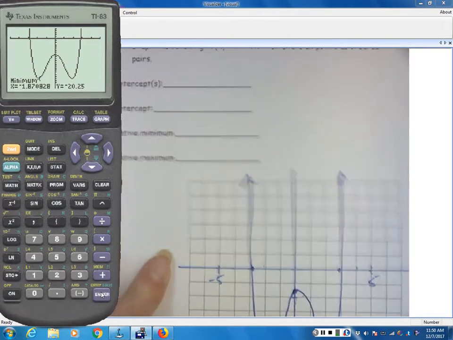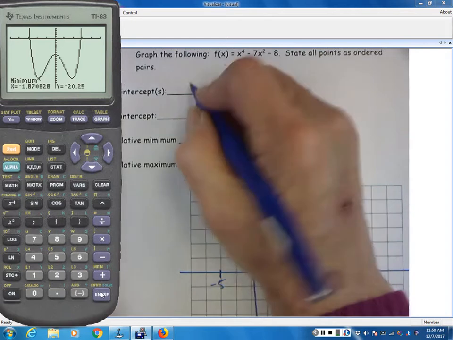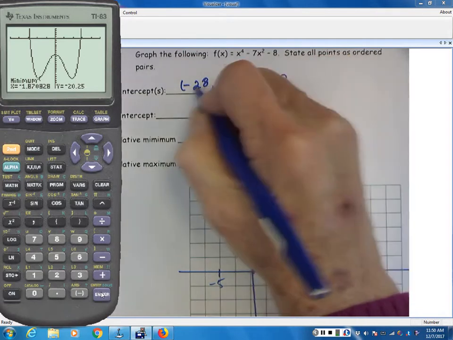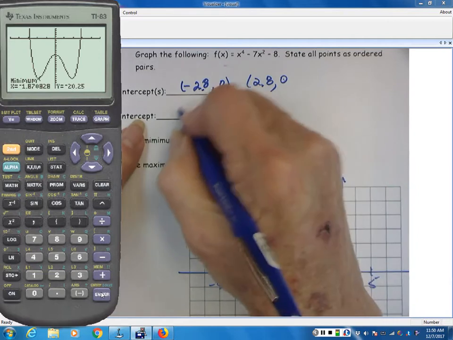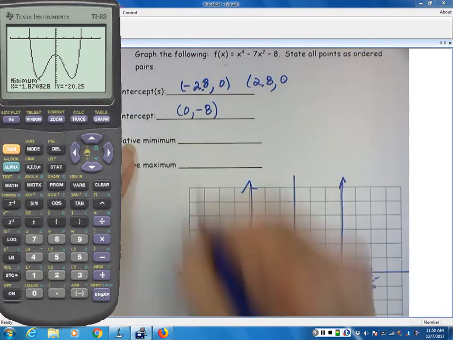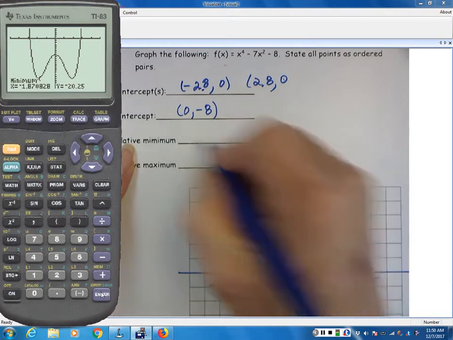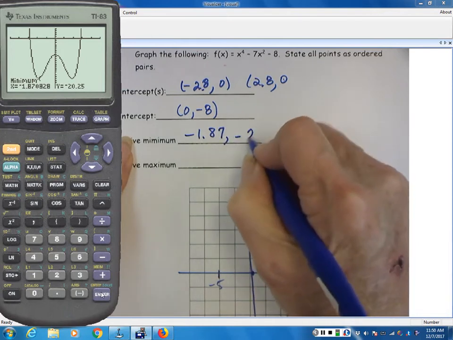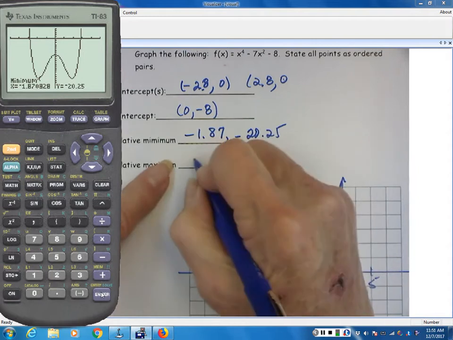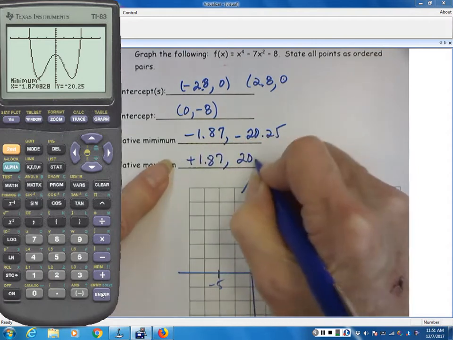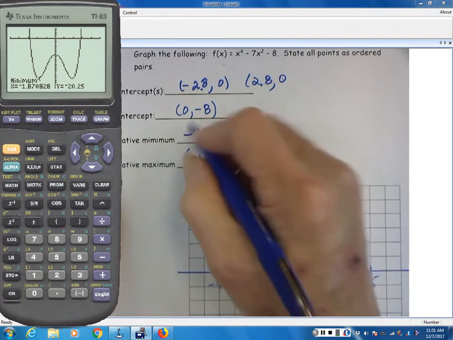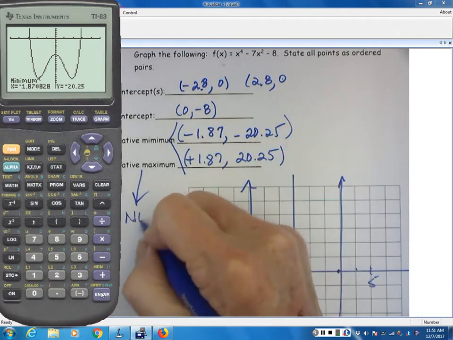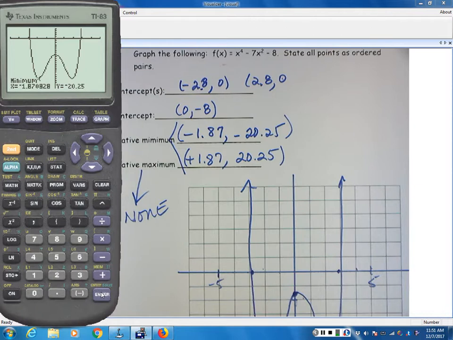Okay. So there's a good rough sketch. So your x-intercepts were negative 2.8, 0, and 2.8, 0. Your y-intercept was at 0, negative 8. Your relative minimum is negative 1.87, negative 20.25. And then the other one is at positive 1.87, negative 20.25. And the relative maximum, because these are both minimums, none. It doesn't have a maximum value because it continues to go on up forever.